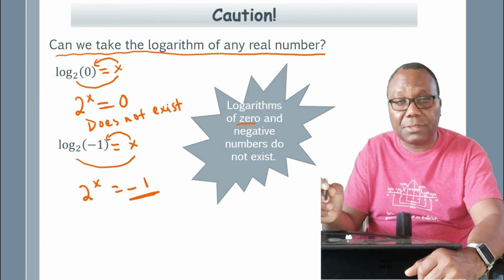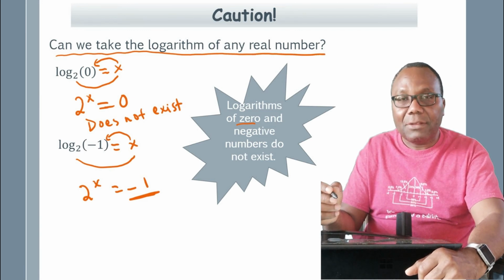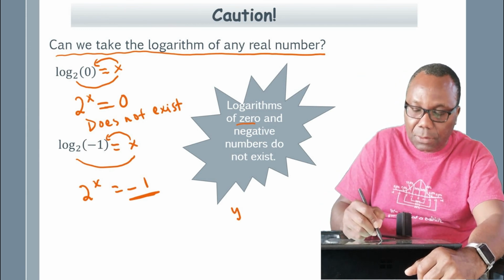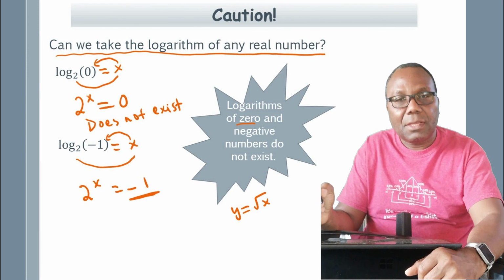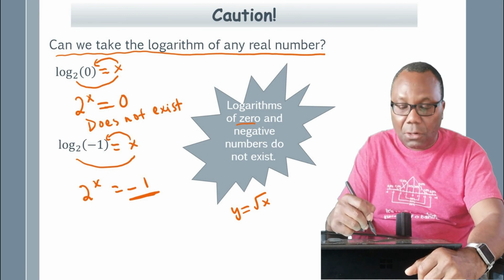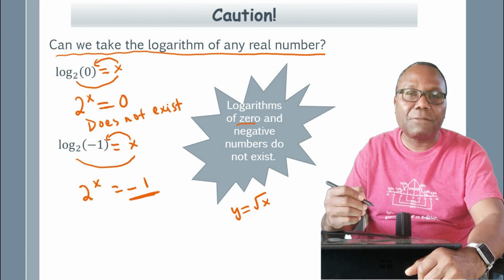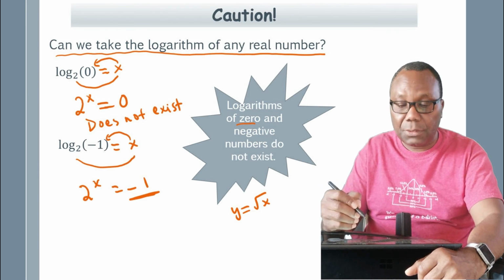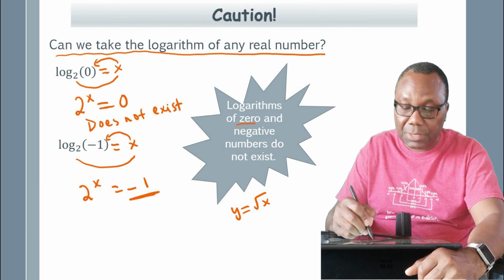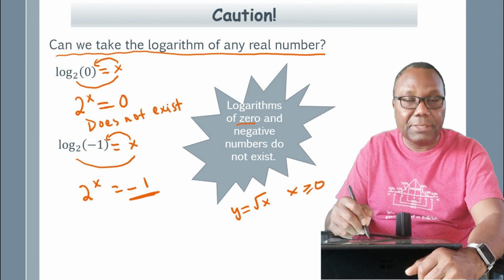Does that remind you of something that we learned before? When we learned the function y equals the square root of x, we know that the function does not accept all real numbers if we are in the domain of real numbers. It does not accept negative numbers. It can take 0 though. So we say x has to be greater than or equal to 0. That's the domain for that.